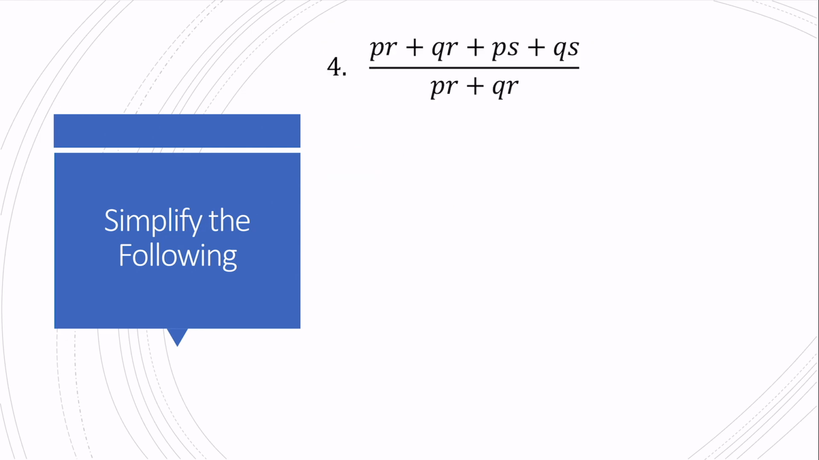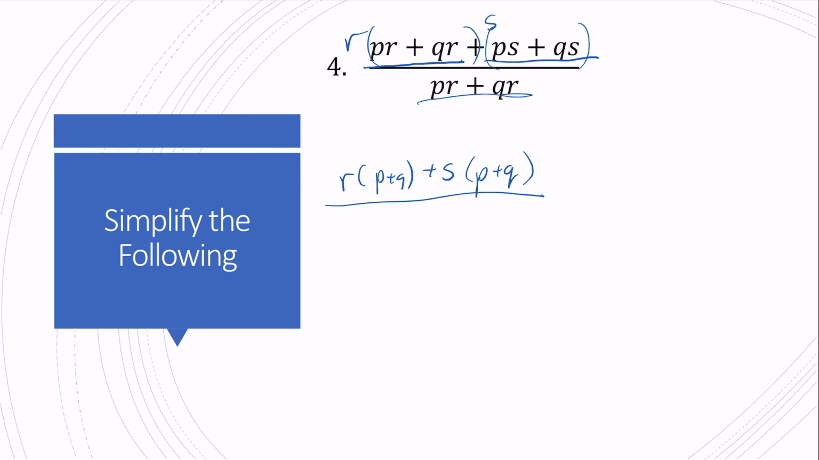Okay, so let's go ahead and factor this numerator first. I'm going to have to factor by grouping. The greatest common factor of PR and QR is R. The greatest common factor of PS and QS is S. So I'm going to have R times P plus Q plus S times P plus Q, all over the greatest common factor of my denominator, which is R times P plus Q. But I'm not done factoring by grouping. Remember, I have to collect my greatest common factors and what they left behind.